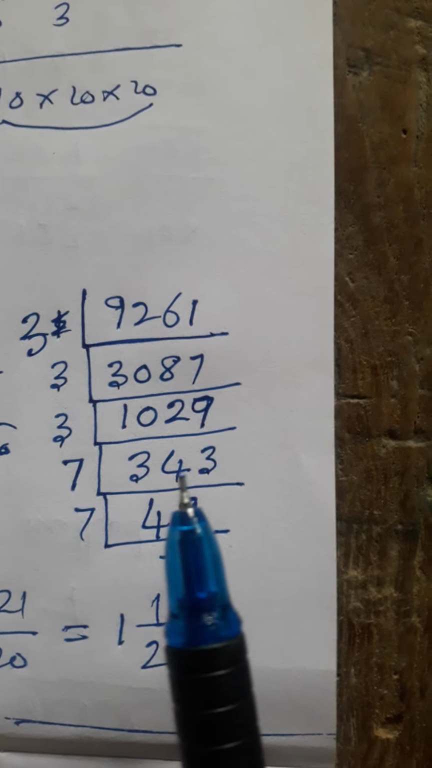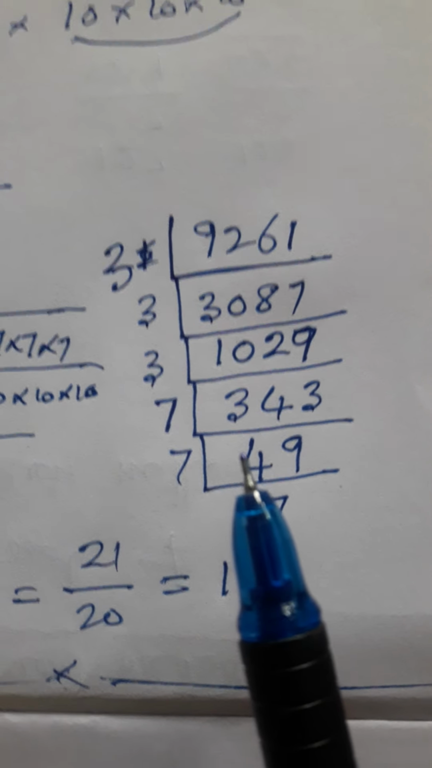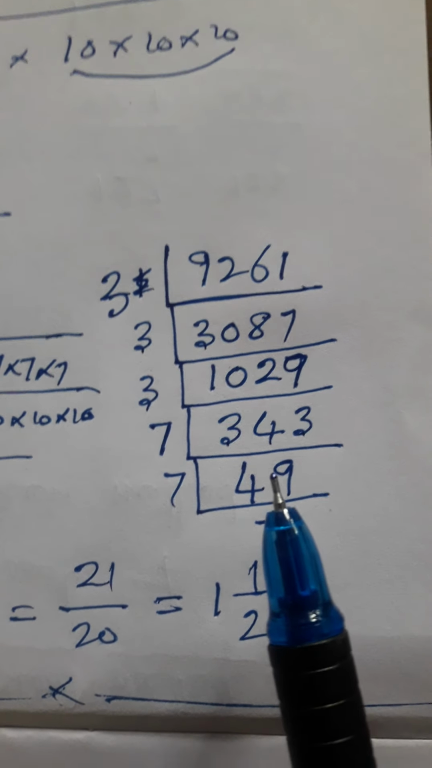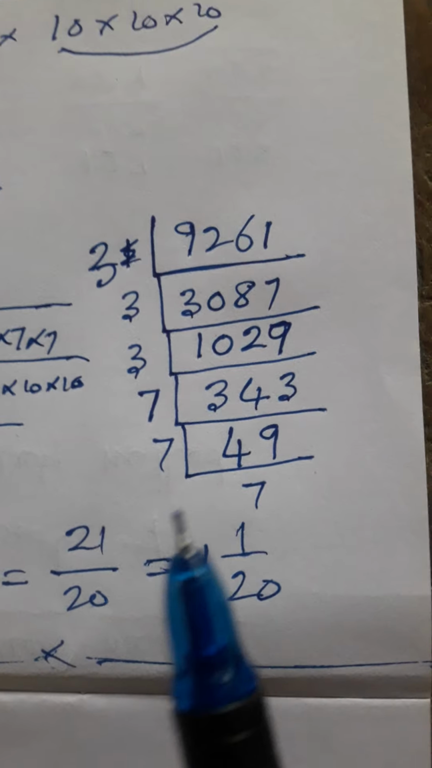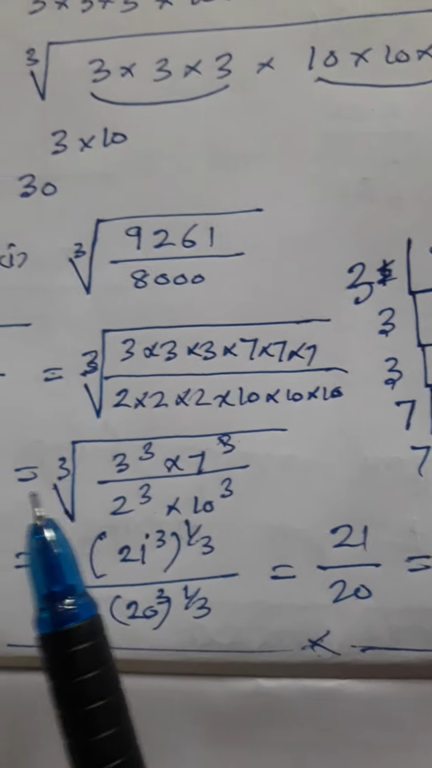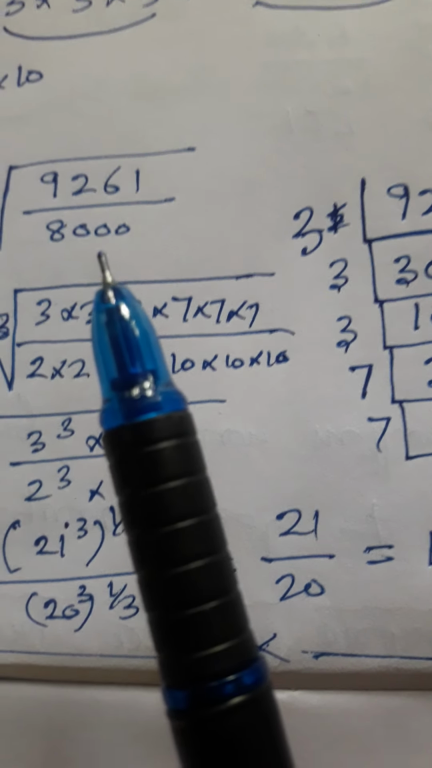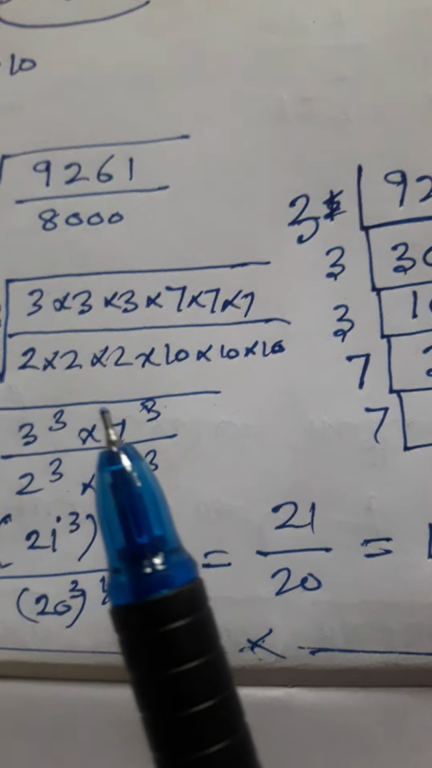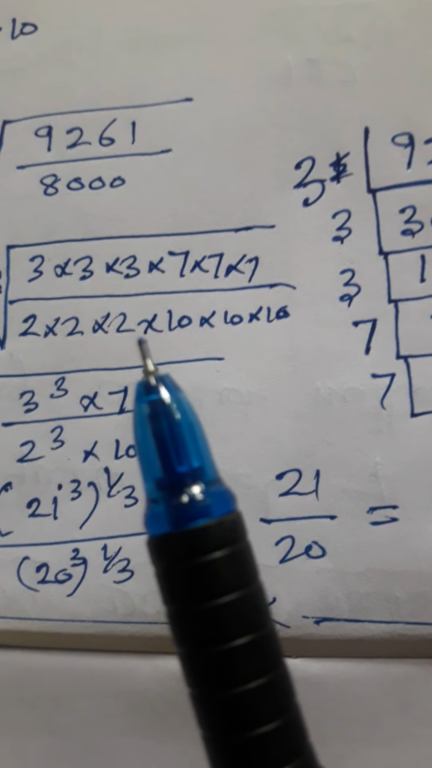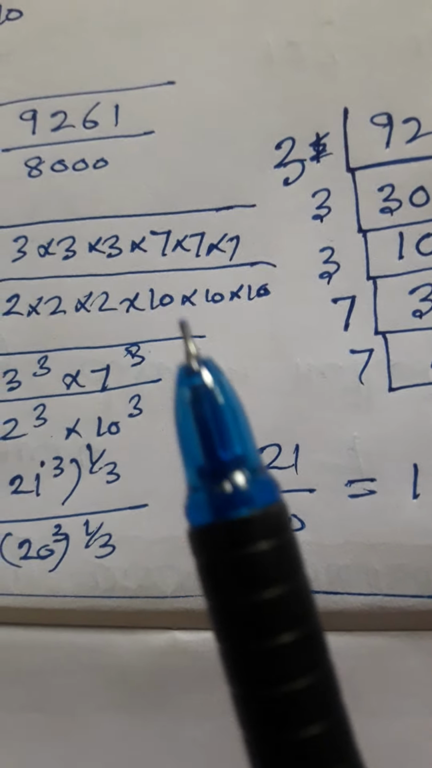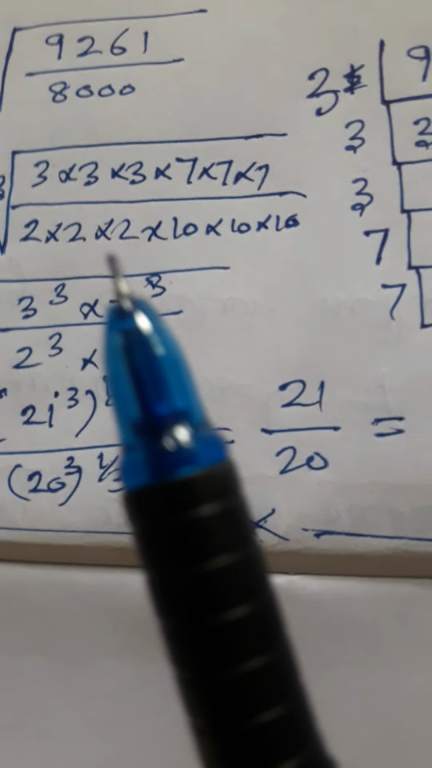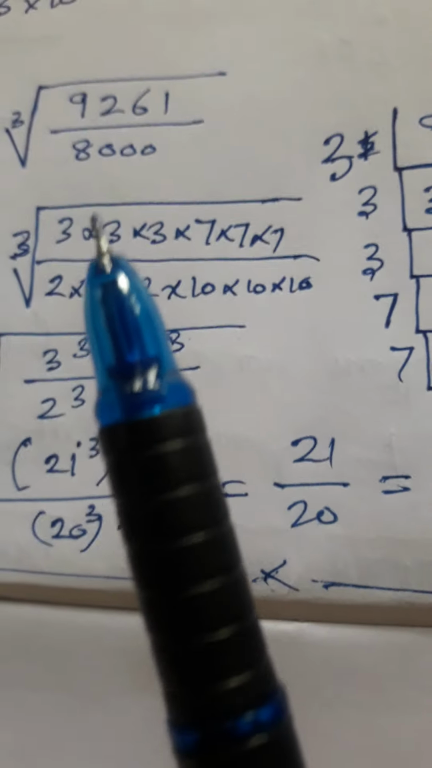This 343 is divisible by 7: 343 divided by 7 is 49, and divided by 7 again gives 7. In the same way, 8,000 can be written as 8 into 1000, where 8 can be written as 2 into 2 into 2 and 1000 can be written as 10 into 10 into 10.